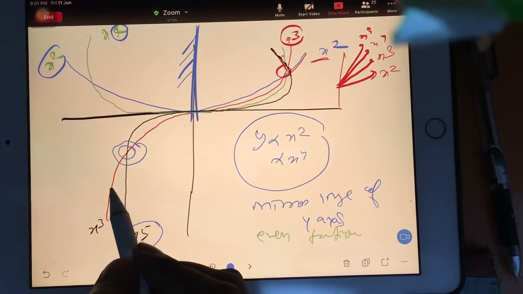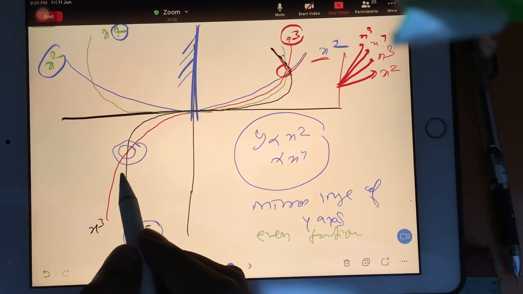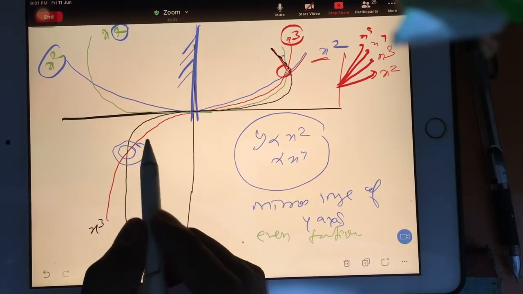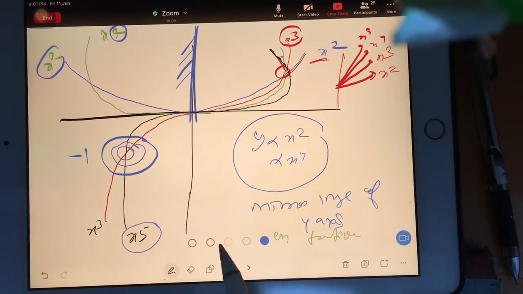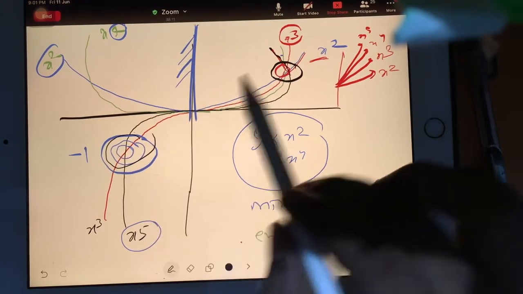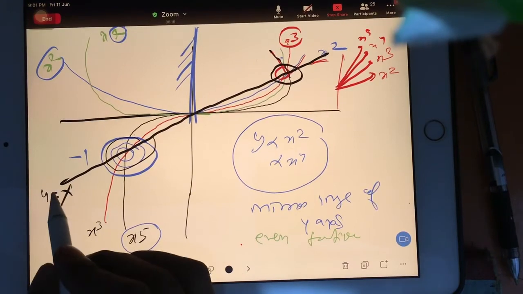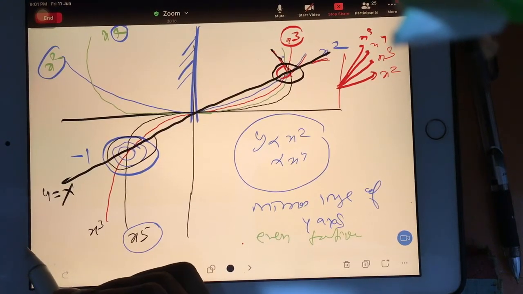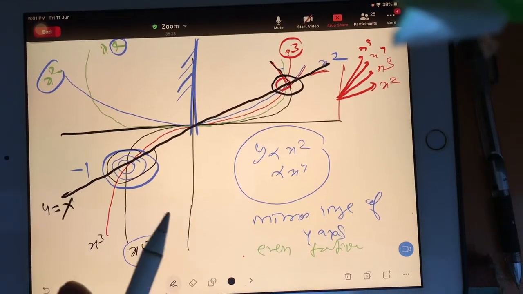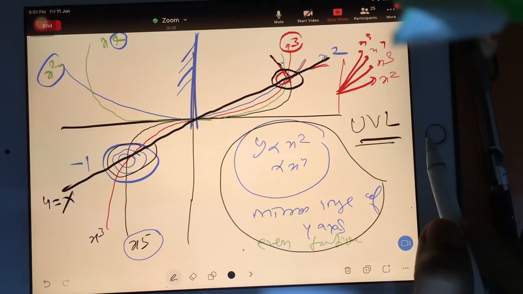And this intersection, can someone guess what is the value of this intersection? Can someone guess intersection value? This intersection, very good, -1. So -1. So this line and this line, you will join like this, so it will go like this. So this line is y is equal to x line. Okay, so I hope this much idea you understood. Okay, now see, all these basics are important before jumping to UVL.